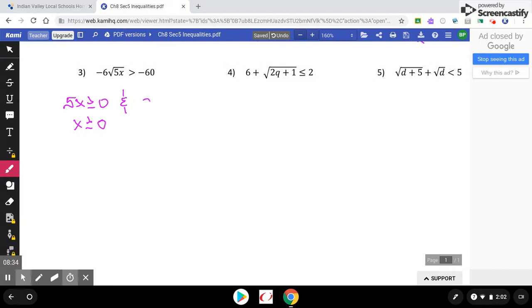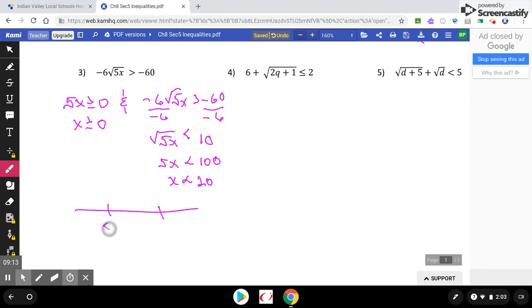And solve the original problem just like you normally would. Well, I threw this one in here just to see if you're paying attention. So how do we get rid of the negative 6? That's a divide. I'm left with the square root of 5x greater than. Oh, wait, what happens if you divide by a negative? That's right, you got to change that guy into a less than. Alrighty, square both sides. Divide by 5. I get x is less than 20.